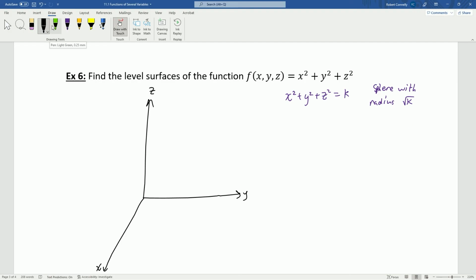So first we'll start with k equal to 1. So if k equals 1, that's just a sphere with radius 1. And so a rough drawing of this. Yeah, that's not that bad, actually. K equals 1. Now, if k is equal to 4, then we get a radius of 2 here. So I'll draw this one in green, I guess.